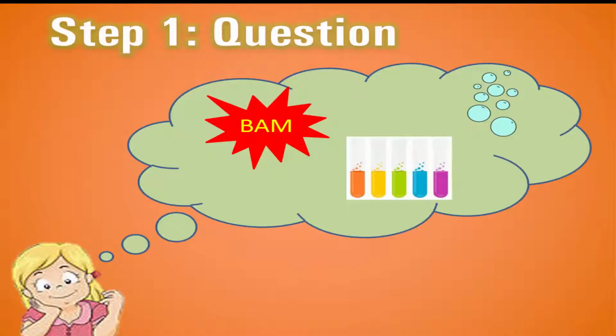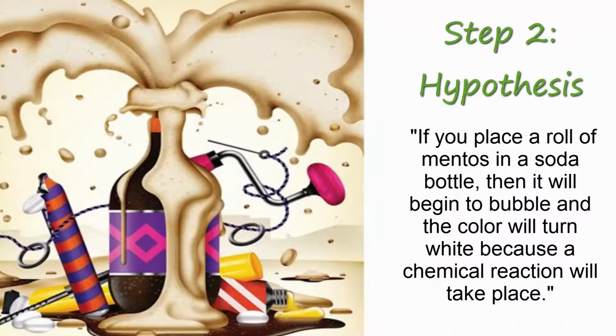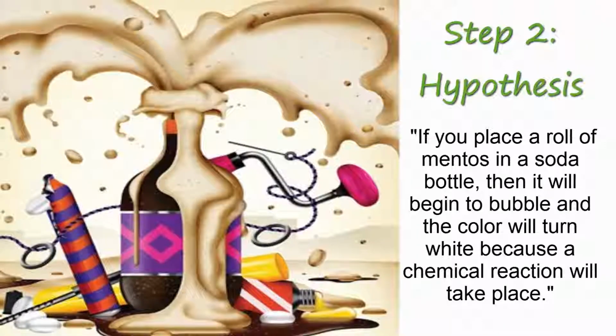A student, Carly, asks herself, I wonder what effect Mentos will have on soda if you were to put it in the soda bottle. Will it fizz, explode, or change colors? Carly predicts, if you place a roll of Mentos in a soda bottle, then it will begin to bubble and the color of the soda will turn white because a chemical reaction will take place.